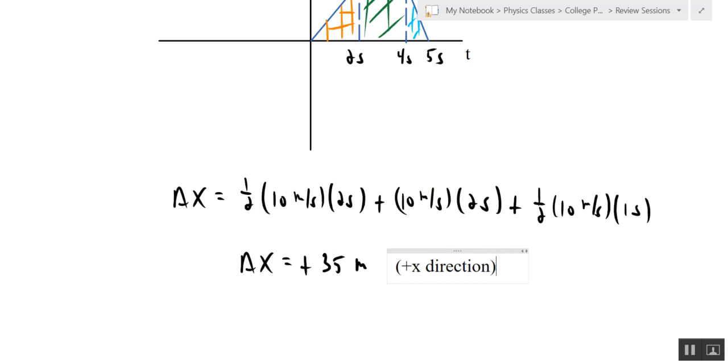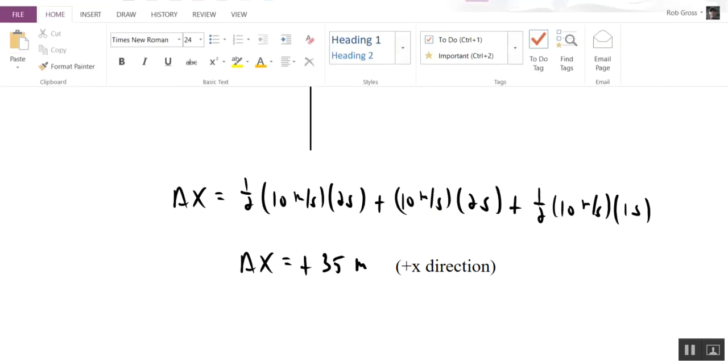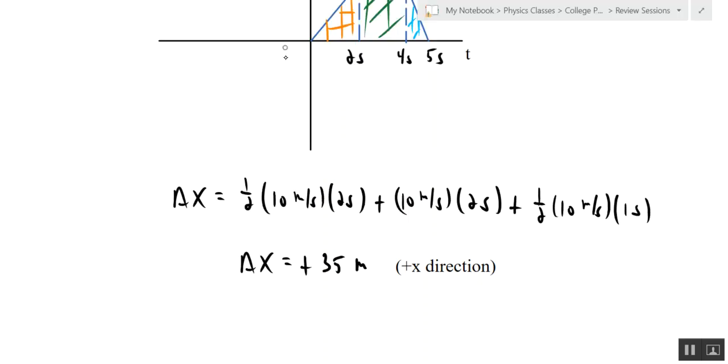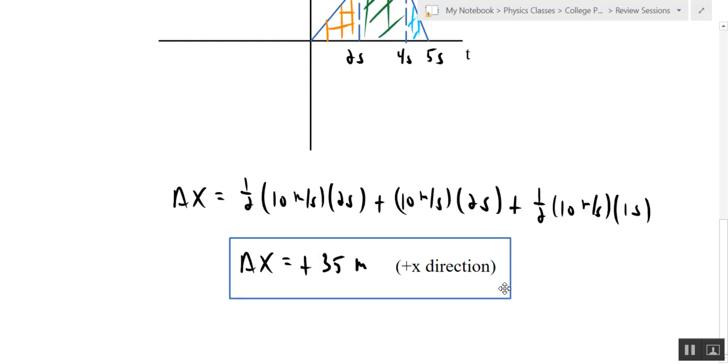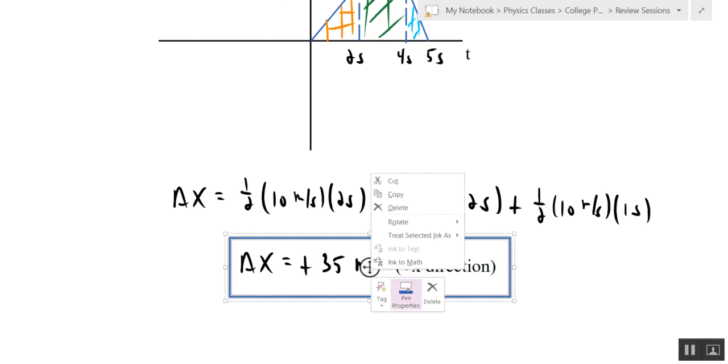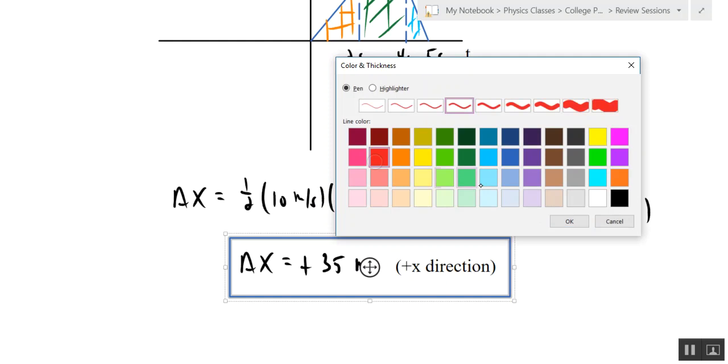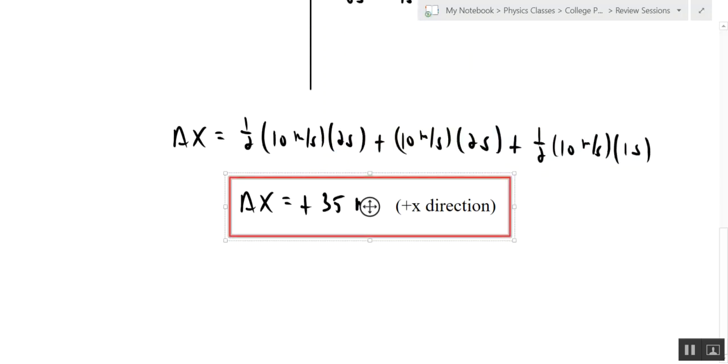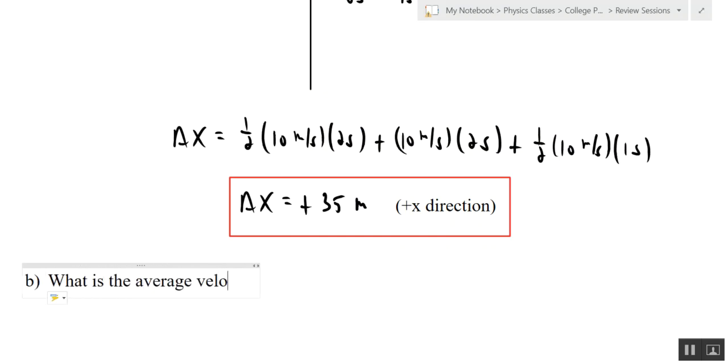Okay, so does that make sense? Okay. So let's ask something else related to displacement, and then we'll go on to acceleration, because the two main things for v versus t are displacement and acceleration. But let's just ask one more question related to displacement. So b is, what is the average velocity?